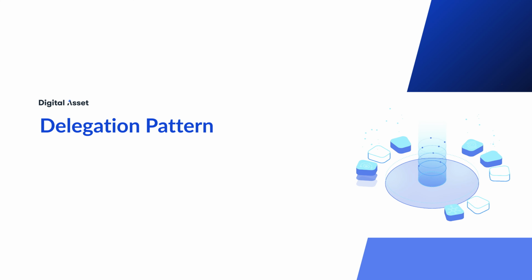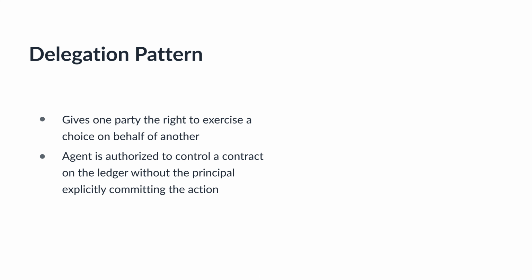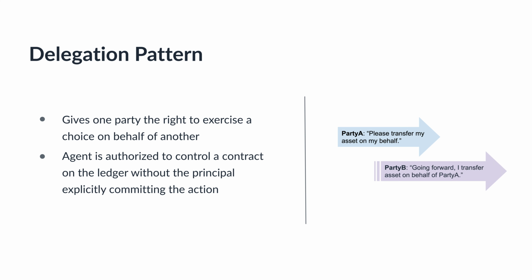Let's move on to the delegation pattern. The delegation pattern is a workflow where one party transfers specific rights or permissions to another. It authorizes the agent to exercise a choice on a contract without the principal explicitly committing the action. The design pattern is implemented by one party delegating their authority via an additional contract where both parties' authorities are captured. The agent exercises a choice on a contract on behalf of the principal with lasting authority.